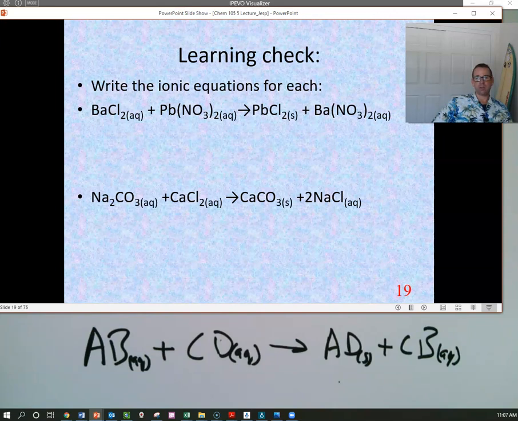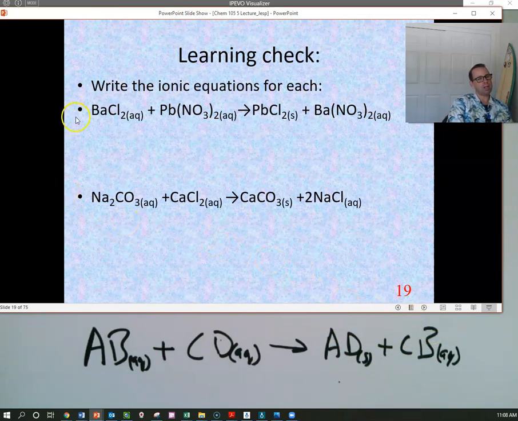And it follows this form: AB plus CD yields AD plus CB. And you know, it could be AB plus CD yielding CB plus AD. It doesn't matter the order at the end. But A ends up with D and C ends up with B.